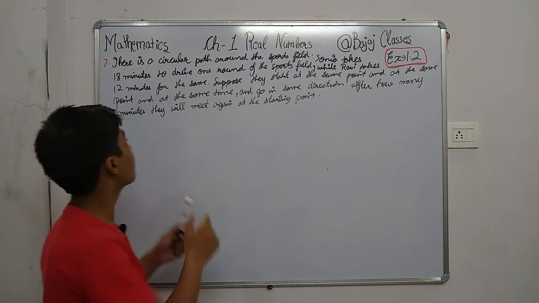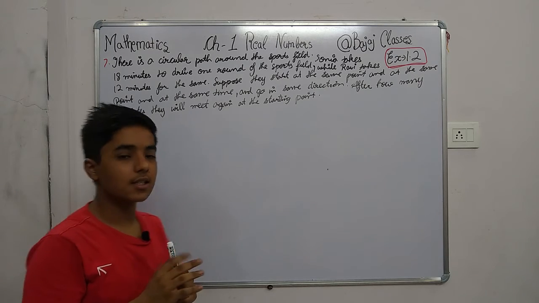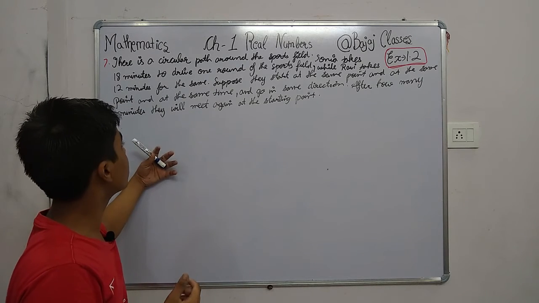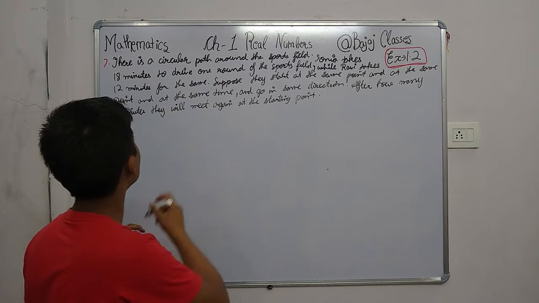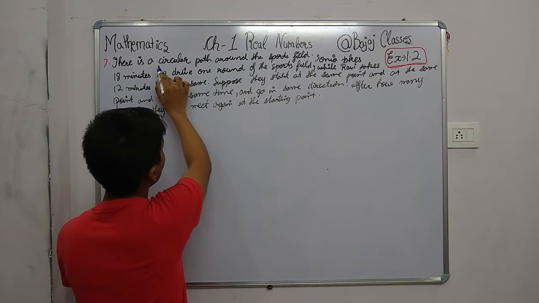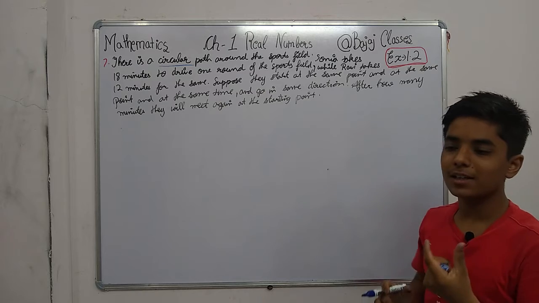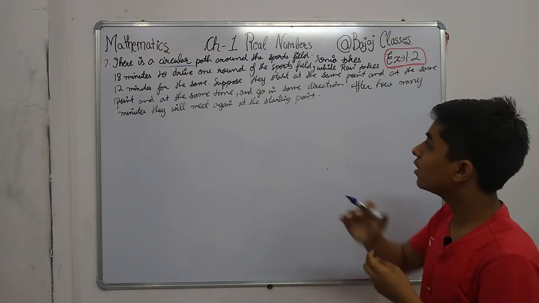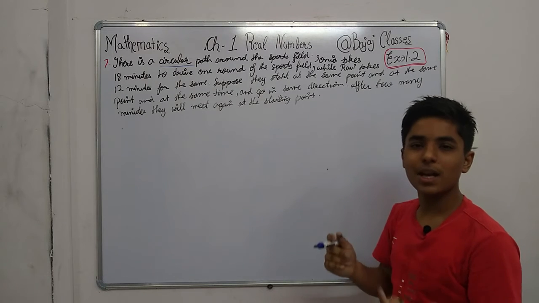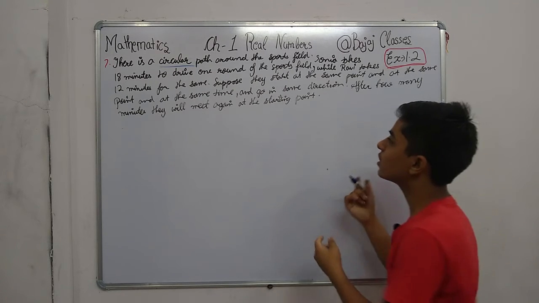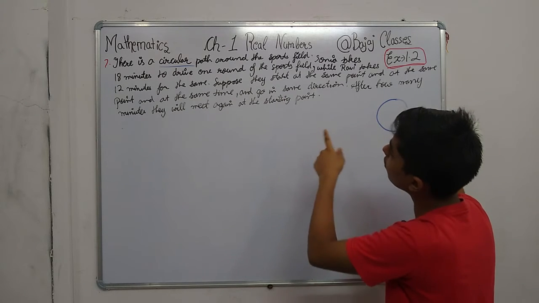Now guys, our next question, the seventh question of exercise 1.2, is the last question of this exercise. It is a long question, but the process is very easy. There is a circular path. First of all, a practice you have to follow in the exams: whenever you read the question, you should also draw an image so that you can understand the question better. So there is a circular path around the sports field.